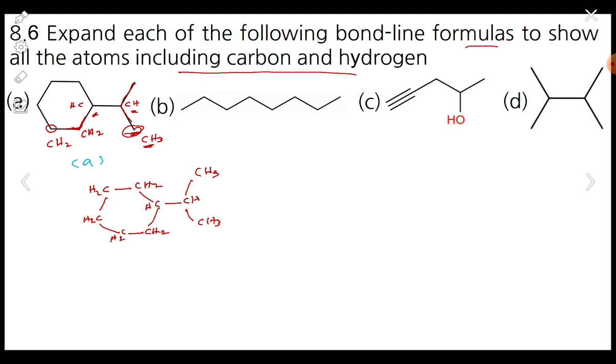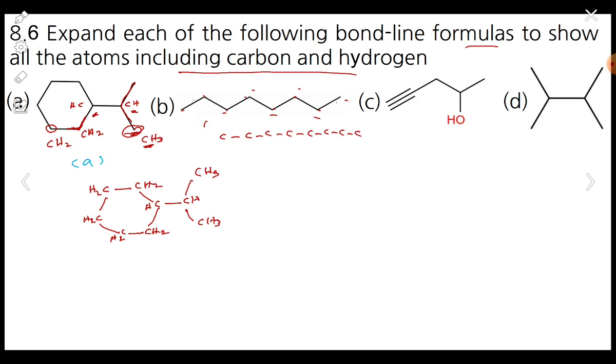Okay, so let's write the expanded structure, complete structure for this one. What could be the structure? Very simple. Count the carbon numbers: 1, 2, 3, 4, 5, 6, 7, 8. So you have to write 8 carbons, right? 1, 2, 3, 4, 5, 6, 7, 8.